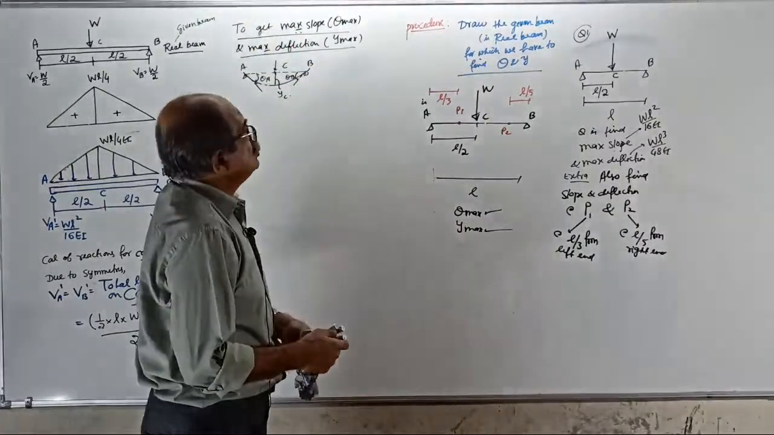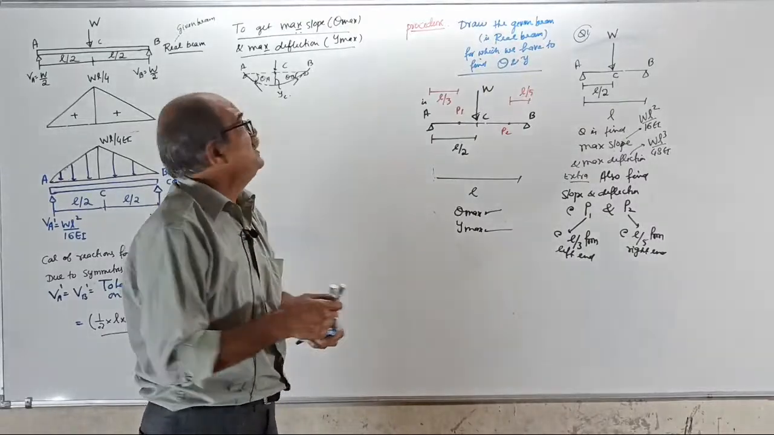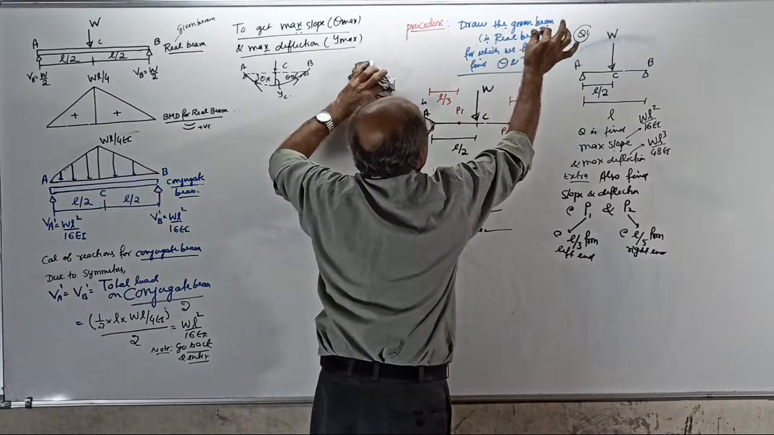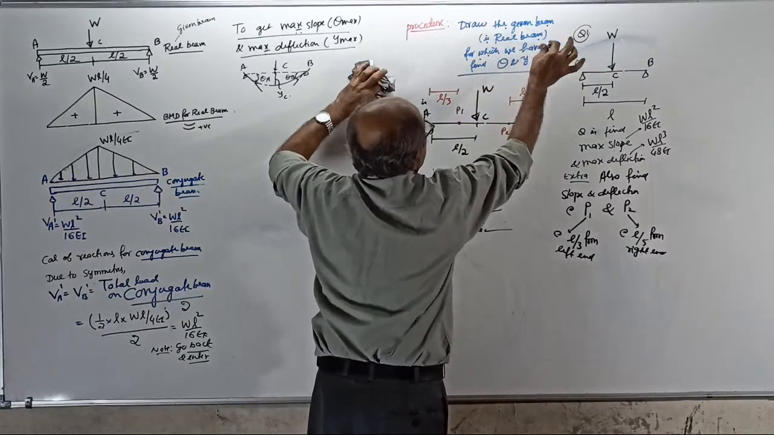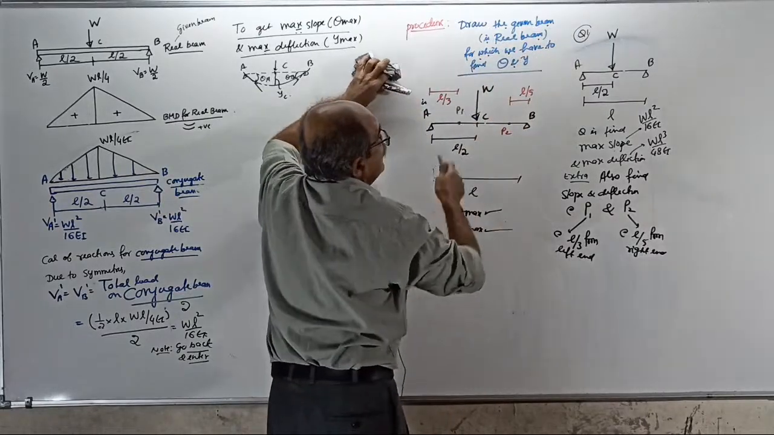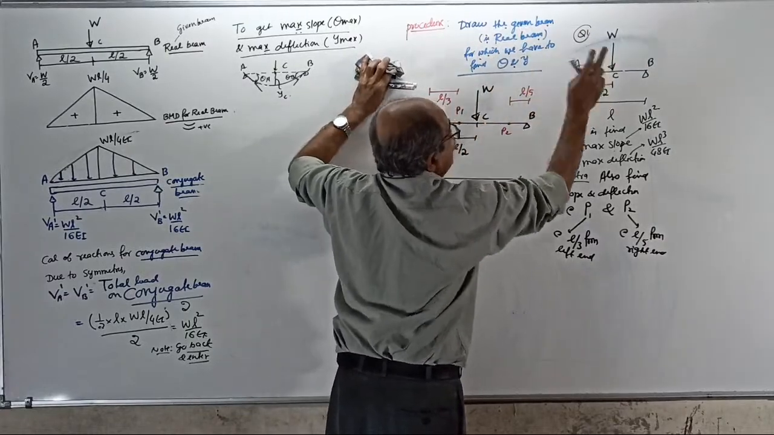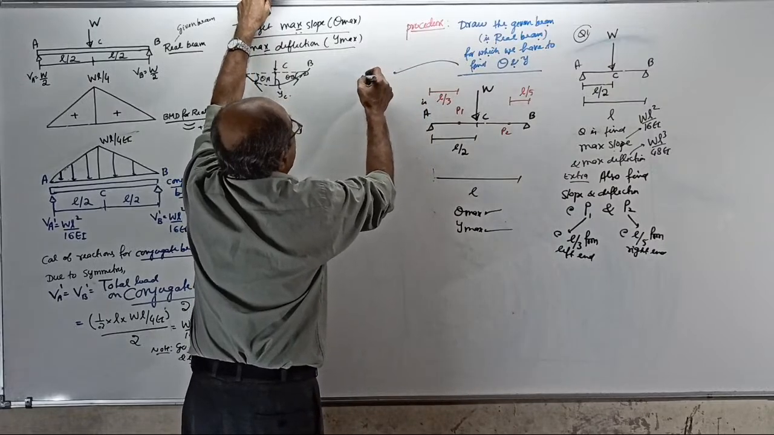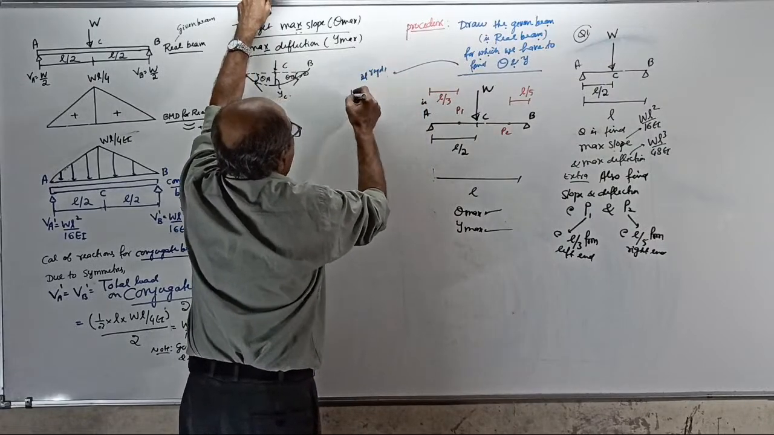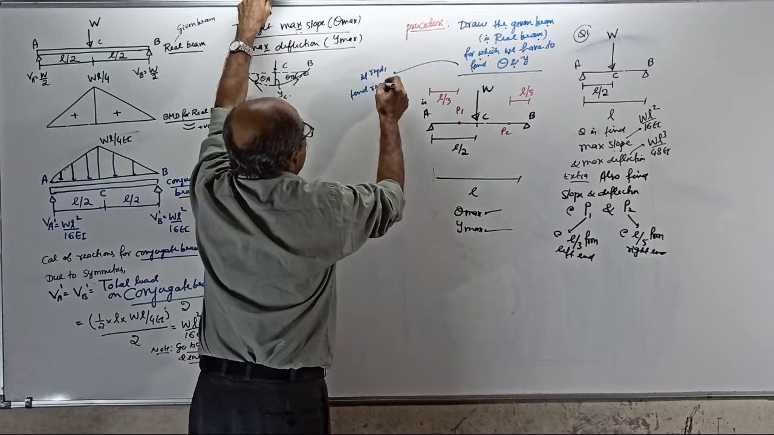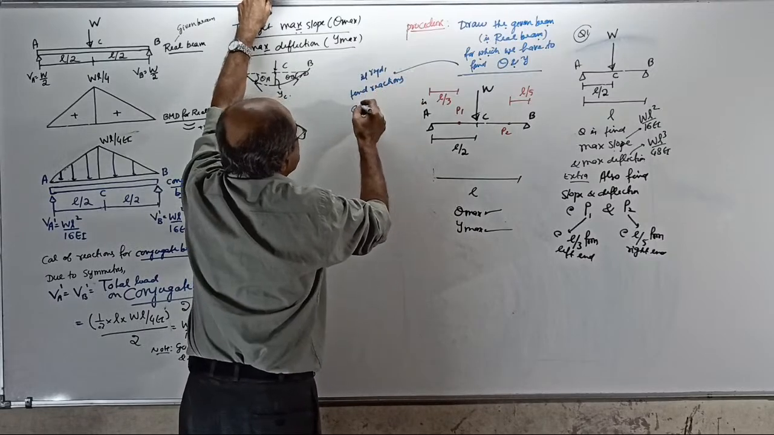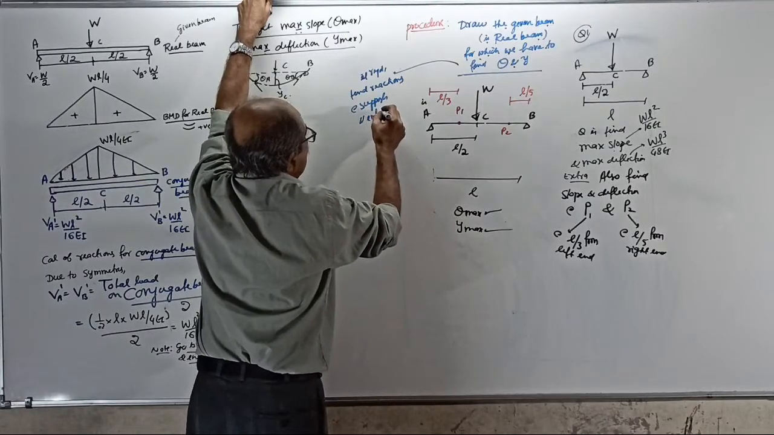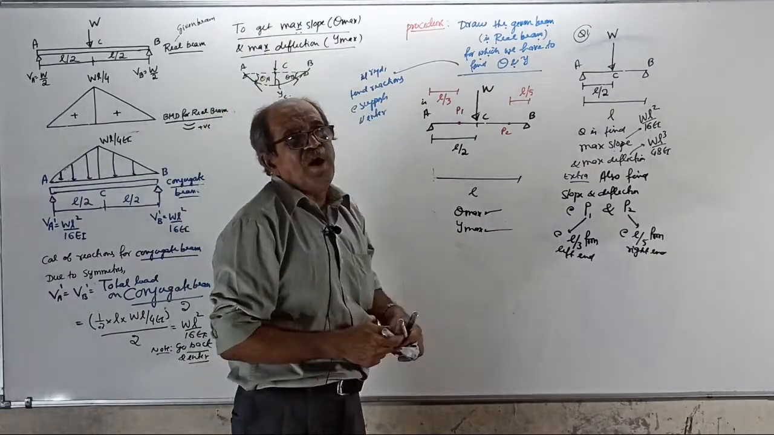See, now those who want, write the step-by-step procedure. Draw the given beam, that is the real beam, for which we have to find slope and deflection. That is this beam only. Now, if required, find reactions at supports and enter. When required and when not required, I will tell you later.